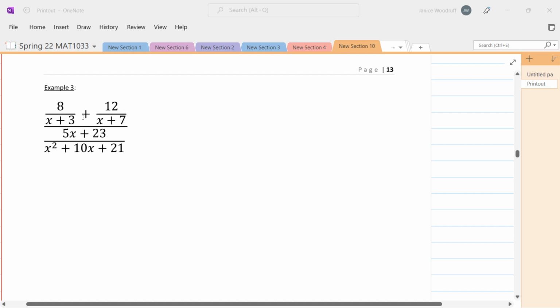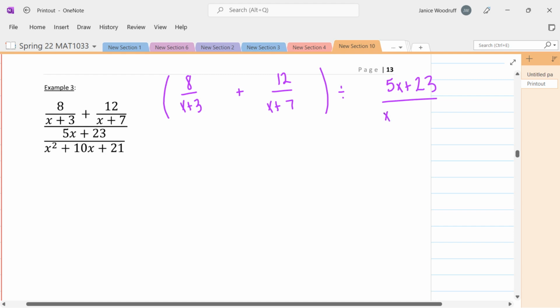All right, so in this first one, I do have in the top an addition problem. So I have 8 over x plus 3 plus 12 over x plus 7 divided by 5x plus 23 over x squared plus 10x plus 21. Okay, so let's deal with the parentheses first.